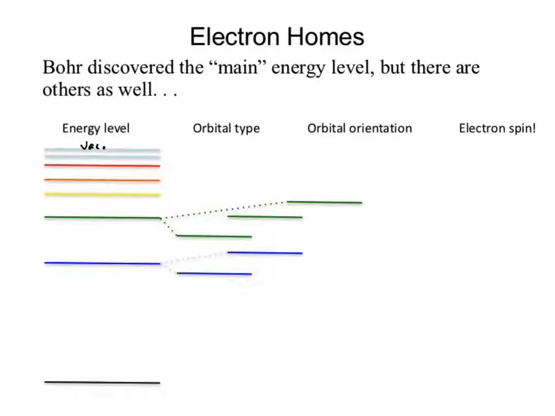Okay, so we've got our energy levels. The very first energy level, what orbital type do we have? We have the sphere shape, so we have to describe what it looks like. It's a sphere. Okay, if we were going to describe placing an electron there, we could say we're putting it in the first energy level, and then we could write circle.